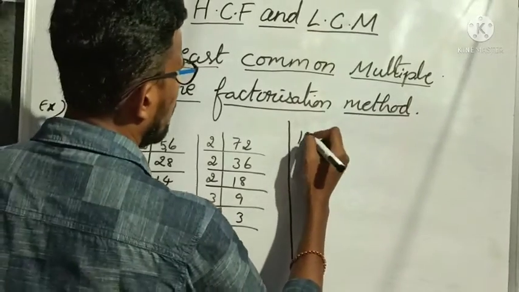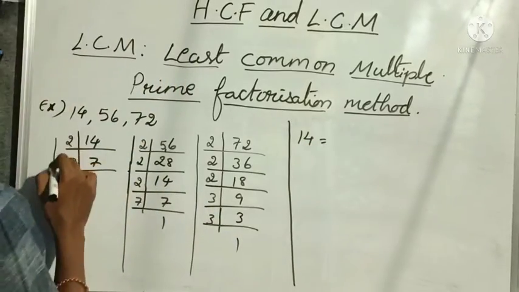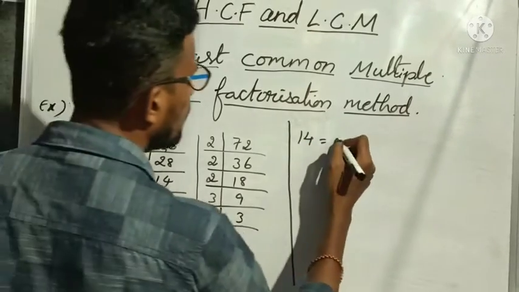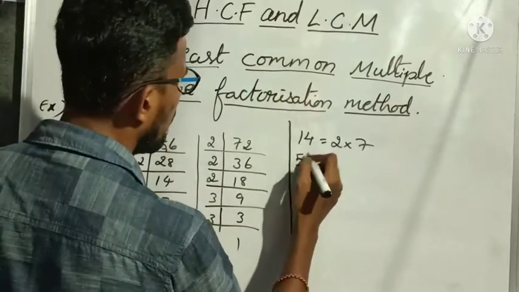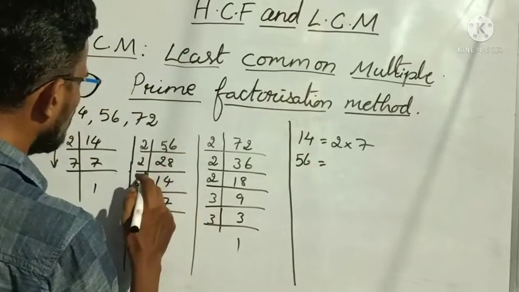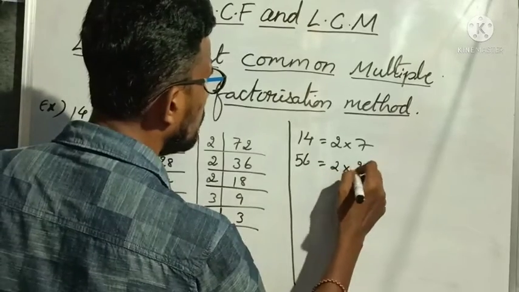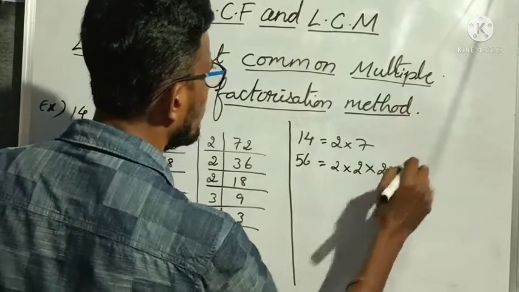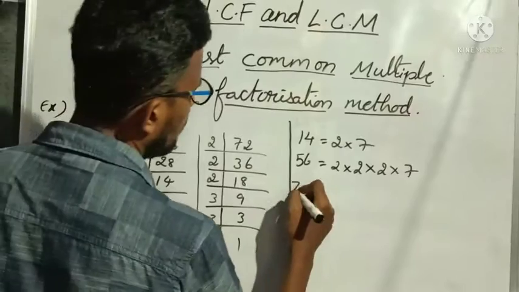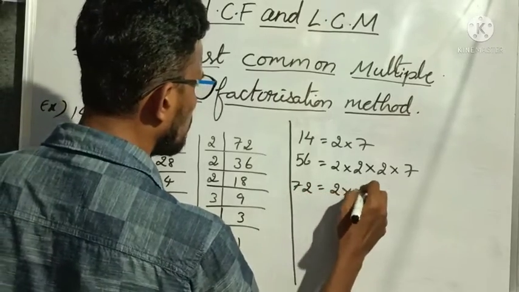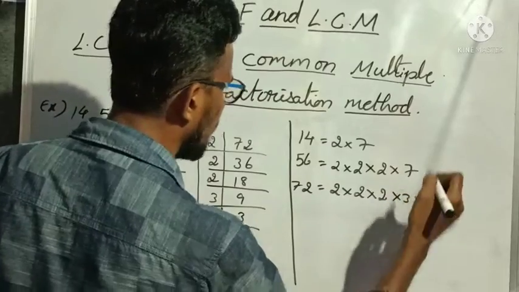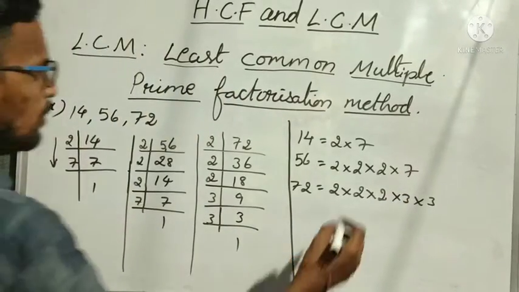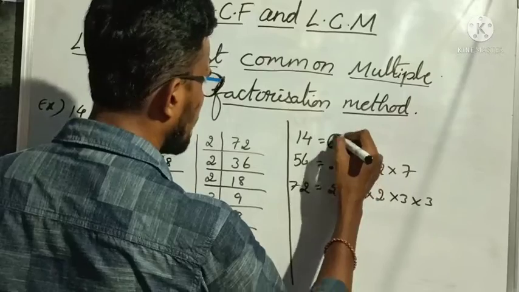So next, now we have to write the expanded form, right? So how can we expand 14? 2 into 7. How can we expand 56? It is equal to 2 into 2 into 2 into 7, right? 2 into 2 into 2 into 7. Next, 72 is equal to 2 into 2, how many times? 3 times. And 3, 2 times. Okay. Now you circle the common factors.